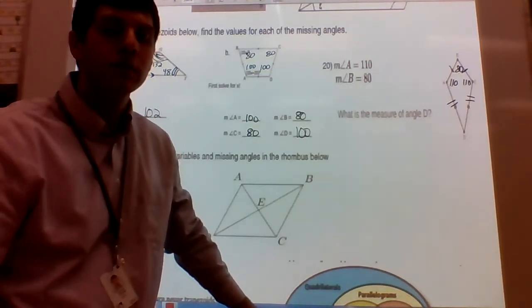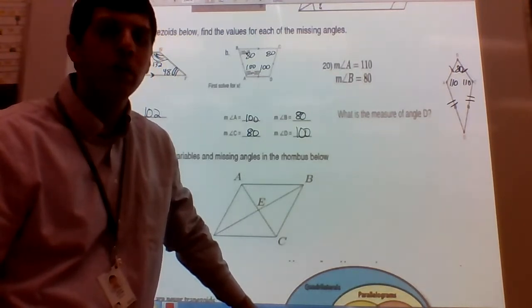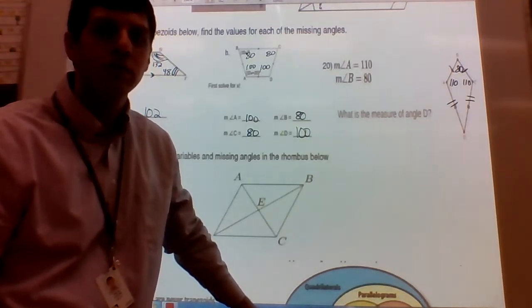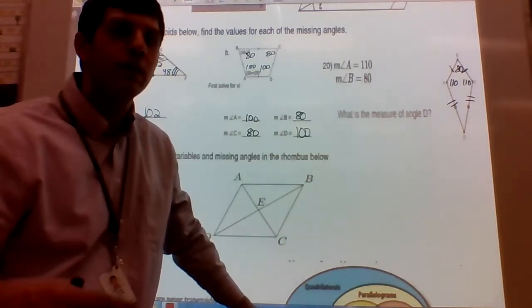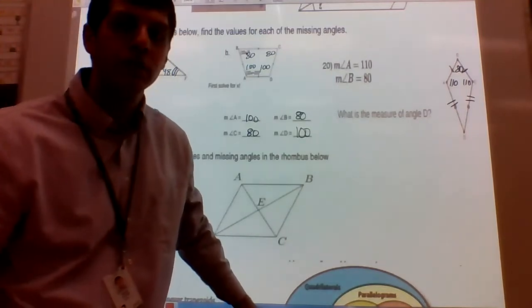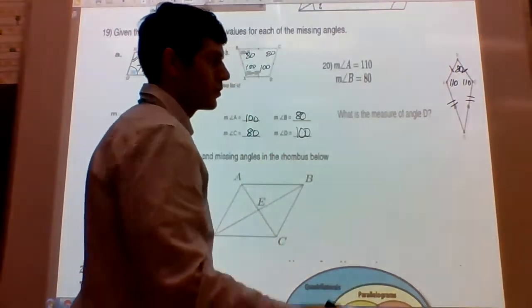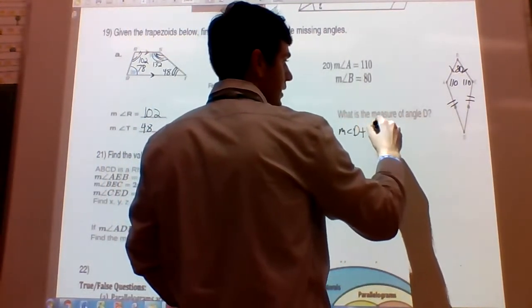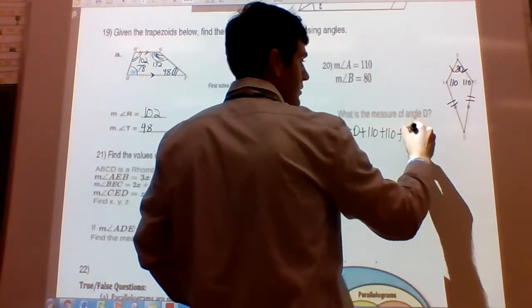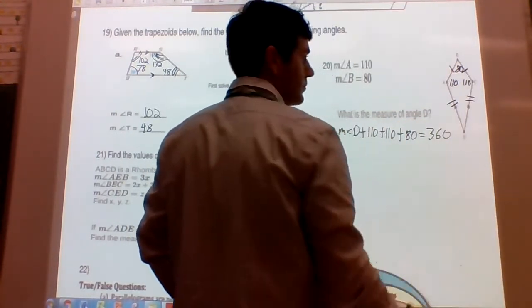But we do know a kite is a quadrilateral. A quadrilateral is a four-sided figure. We know that all quadrilaterals, so all four-sided figures, have four angles, and those angle measures are going to add up to 360 degrees. So if this is the measure of angle D, and that's what we're trying to find, we know the measure of angle D plus 110 plus 110 plus 80 is going to equal 360.